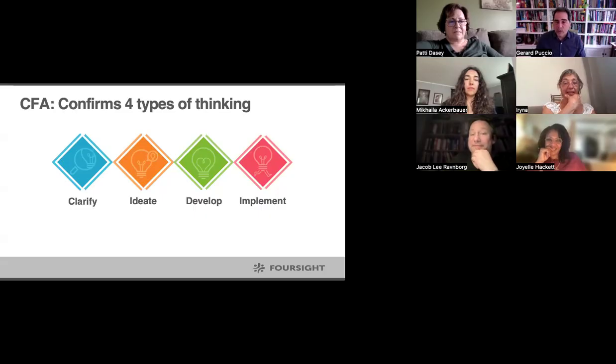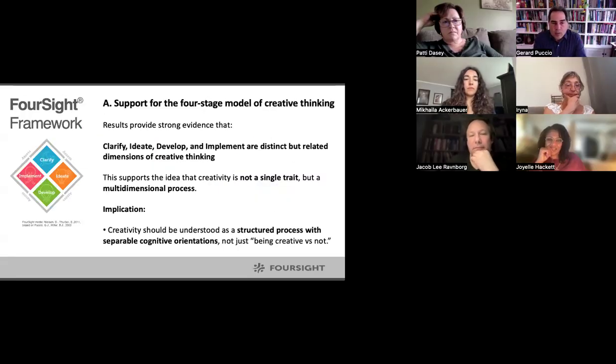Thankfully, it did. And according to the statistician, Shiva Jahani, we're able to achieve a good fit, which provides veracity for the existence of this theory. Now, what does that mean? Well, first of all, it supports the fact that we, as creativity professionals, argue that there is a 4-stage model in creative thinking. And the results then provide strong evidence for the fact that clarify, ideate, develop, and implement are, in fact, distinct aspects of creativity, but related. They're distinct, but related. They are 4 unique ways.